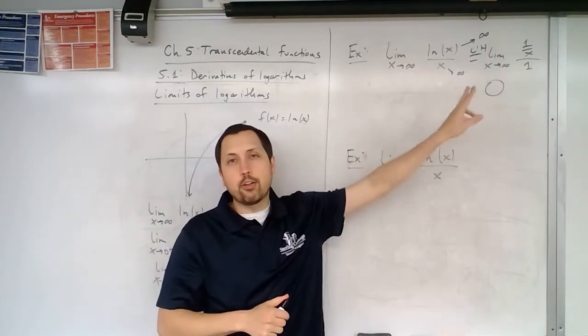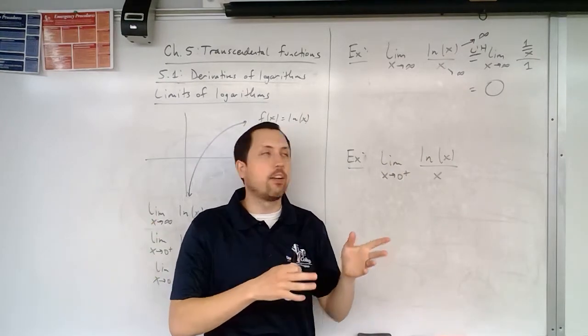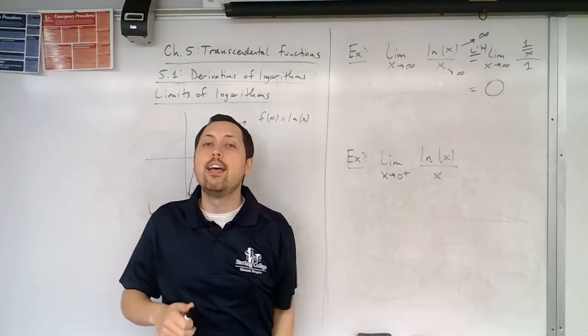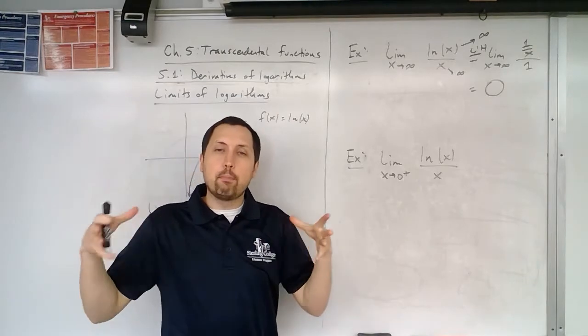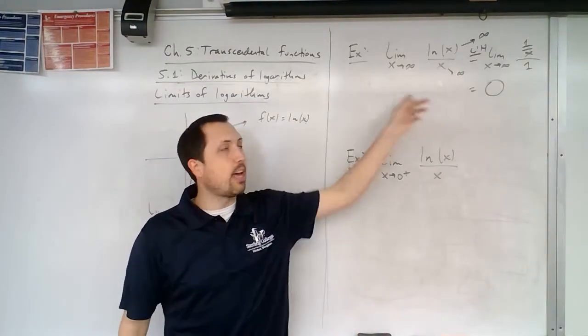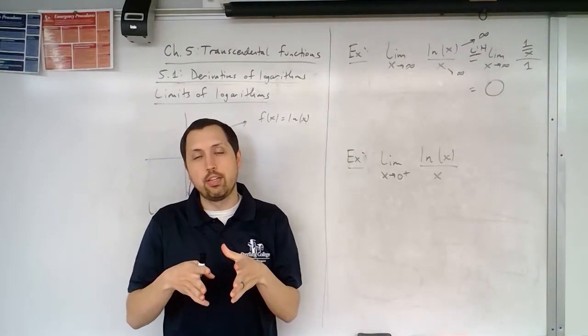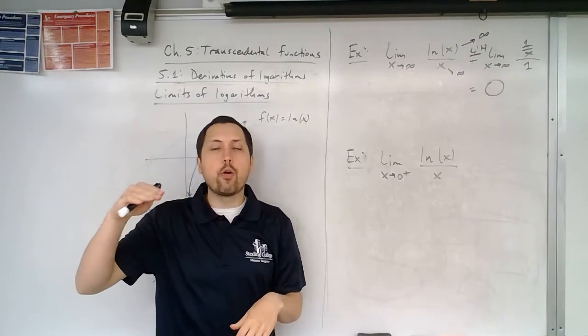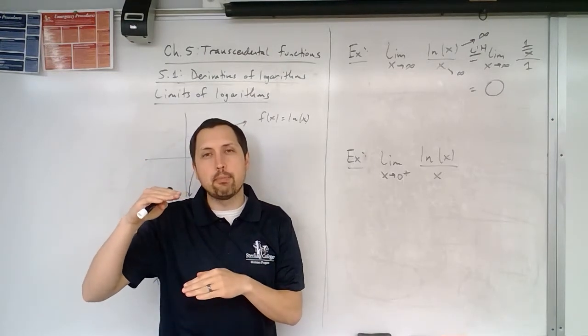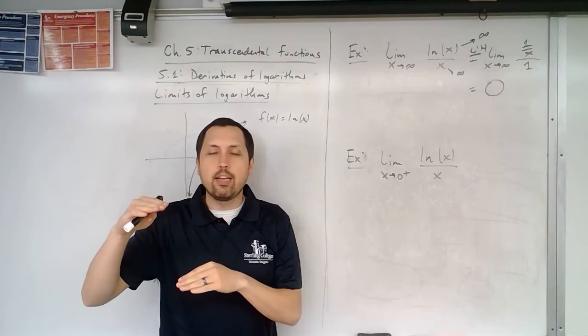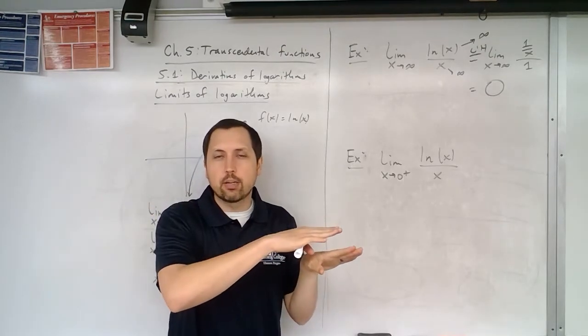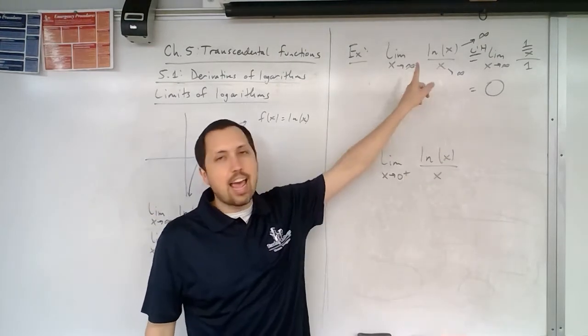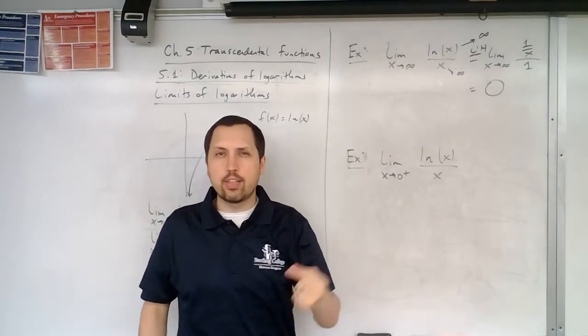If the denominator is growing faster than the numerator, then you're going to keep getting a bigger and bigger denominator, and so that's going to make the whole thing go to 0. If the numerator is growing around the same rate as the denominator, then you're going to be approaching a finite number. So what we're saying is that natural log of x grows slower than x.